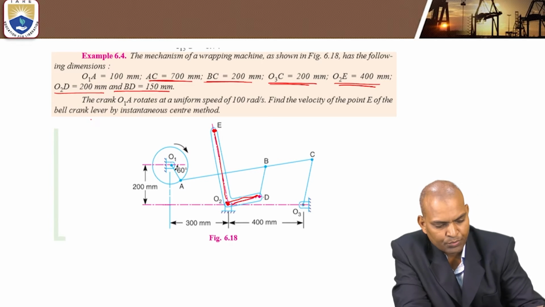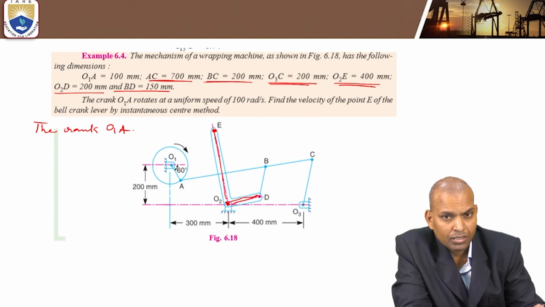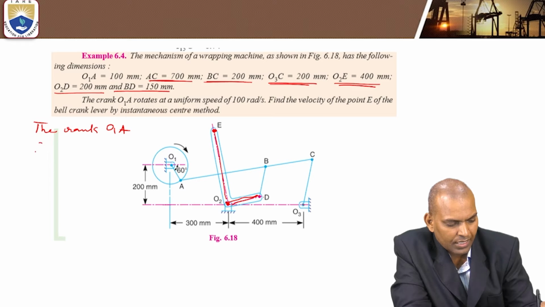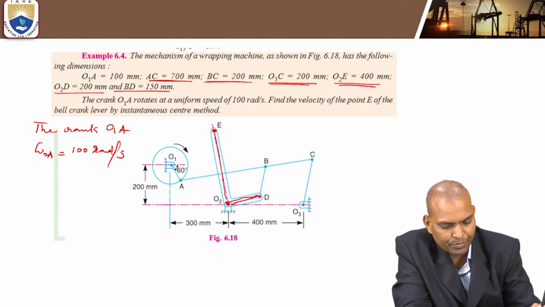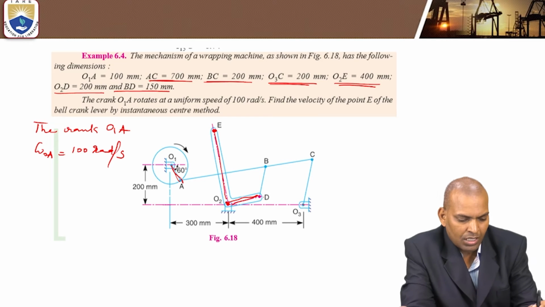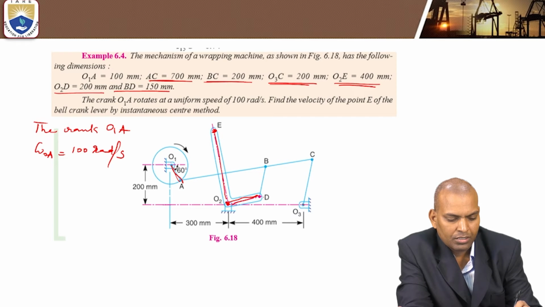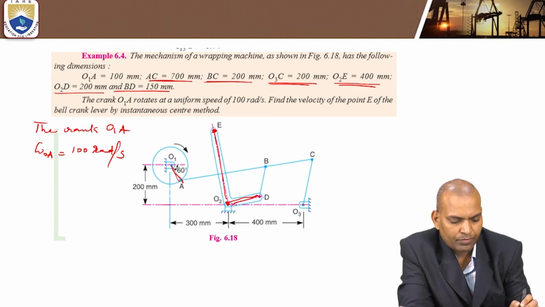But what is the input given? The input given here is the crank O1A, which is rotating with a uniform speed, directly given in radians per second, 100 radians per second. This O1A is rotating with 100 radians per second. And we have to find out the velocity of the point E.